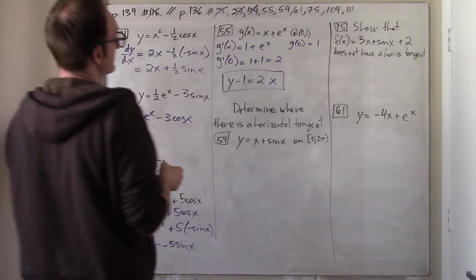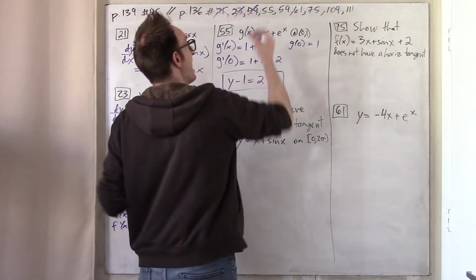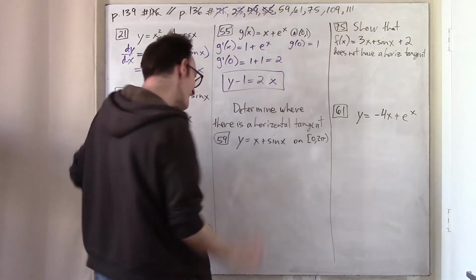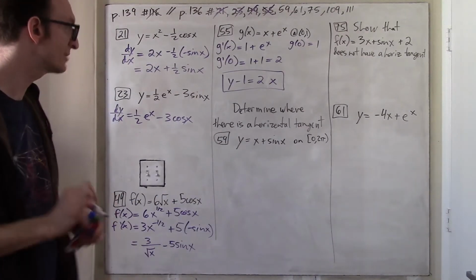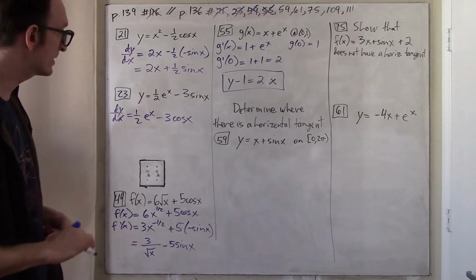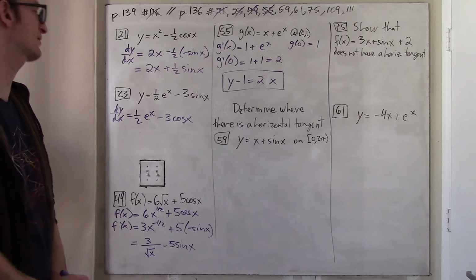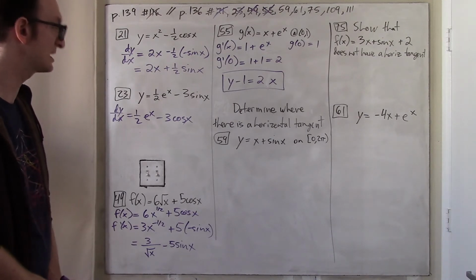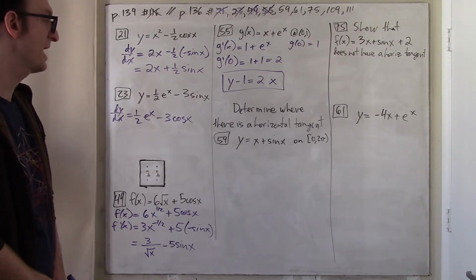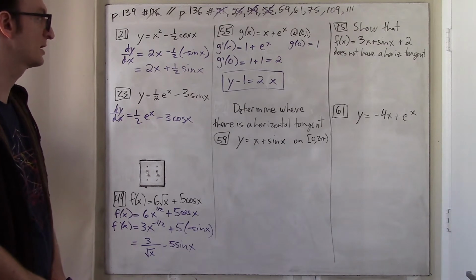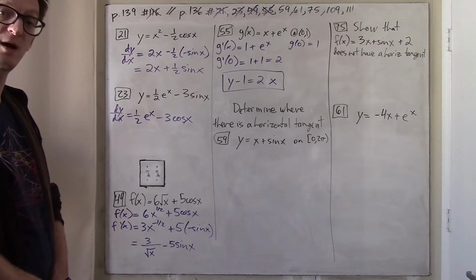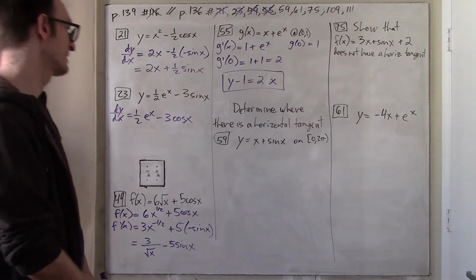Okay, that was number 55. 59 and 61 have the same directions. Directions are determine where there is a horizontal tangent. So here we have this curve, y equals x plus sine x on the interval 0 to pi, and the directions are, like I said, find where, if anywhere, there is a horizontal tangent.